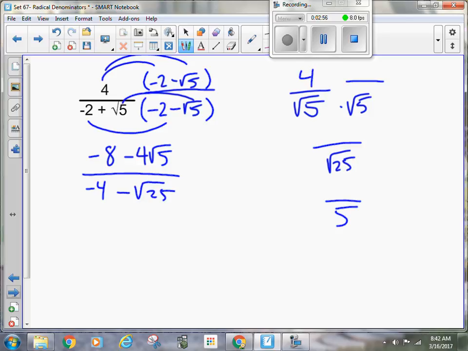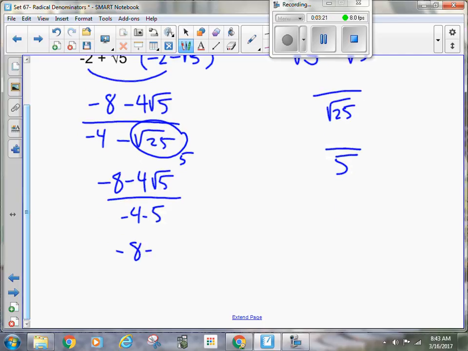So let's go ahead and simplify. My numerator is going to stay the same. I cannot take the 8 minus the 4 because the square root of 5 is attached to that 4. Okay, this here is going to turn into a 5. So I have negative 4 minus 5. That's going to give me a negative 9 on the denominator.